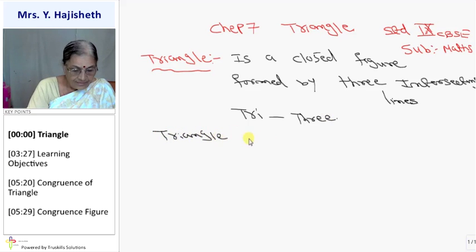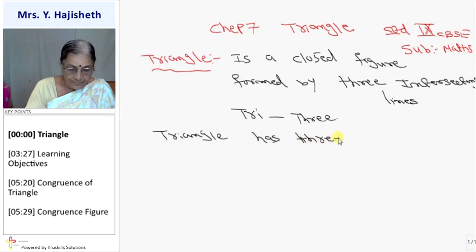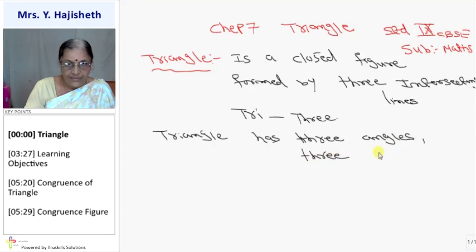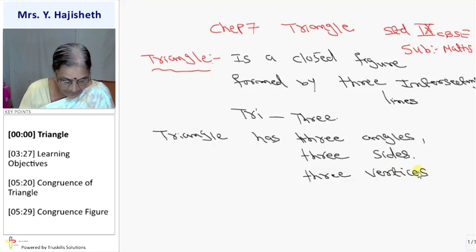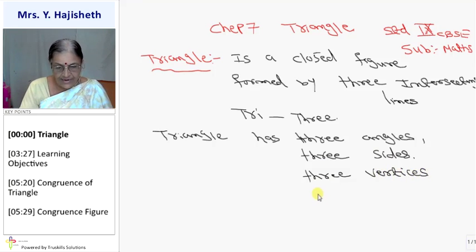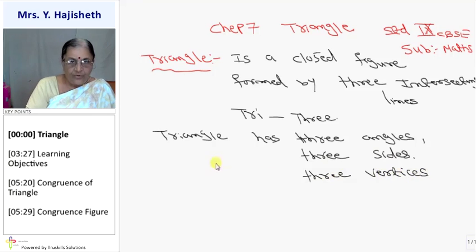Triangle has three angles, then three sides and three vertices. Okay. Triangle has got these 9 measurements: 3 angles, 3 sides and 3 vertices.